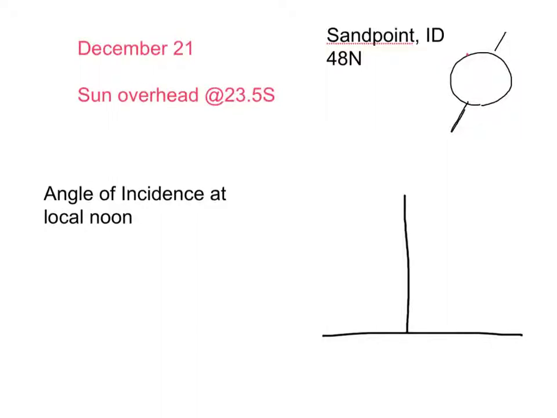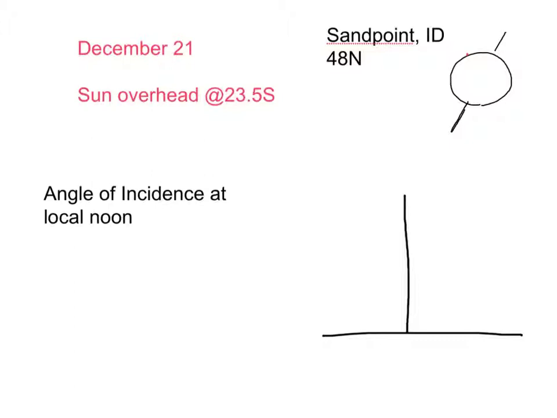So the situation here is that we are considering December 21st, and that's the winter solstice. During the winter solstice, the sun is directly overhead at 23.5 degrees south latitude. So if we consider Sandpoint, Idaho, which is located at 48 degrees latitude, the question here is to determine the angle of incidence at local noon.